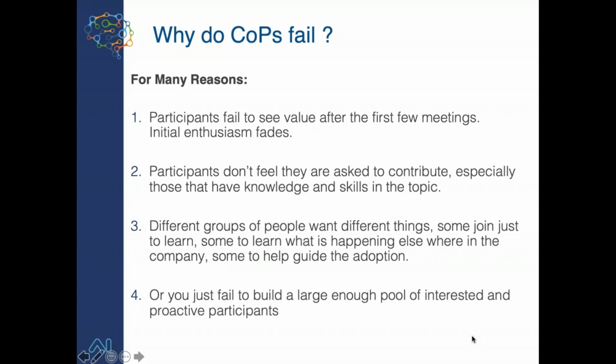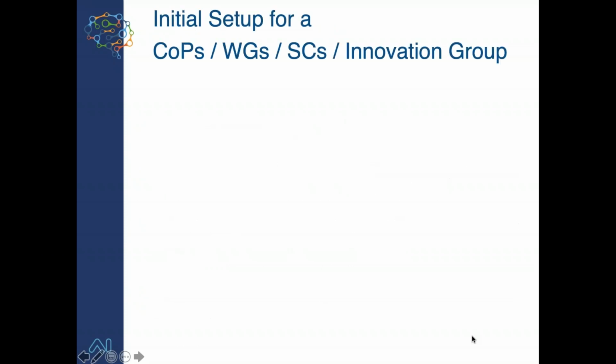Some actually want to help and guide the adoption of the technology, and those are the key people for you to identify, because they will become part of the core community and really help you drive that forward. Potentially the community of practice might fail just because you aren't able to get a large enough group to be part of that community initially. So for me, those are the key reasons why a community of practice fails to sustain, essentially.